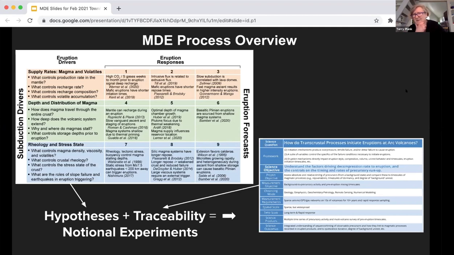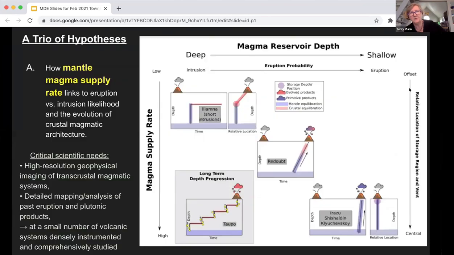We actually had the community vote. So many of you voted on our hypotheses and which you found most compelling. And what actually emerged was a trio of hypotheses, with input from the community on other hypotheses in this grid. And that this trio is really what will drive the notional experiments. So next slide, I'll go through these three, our trio.